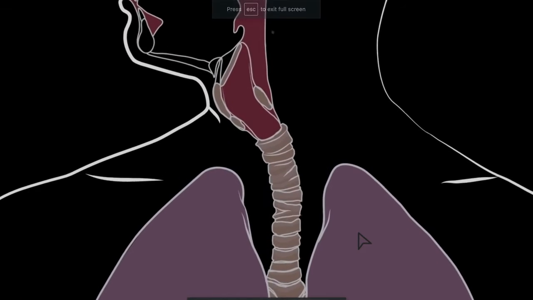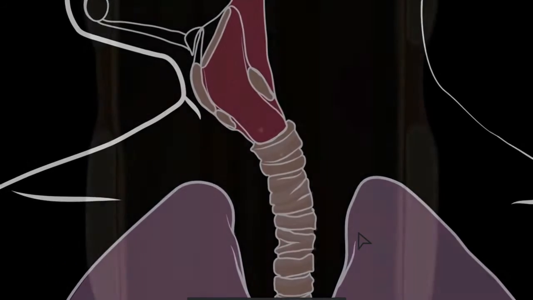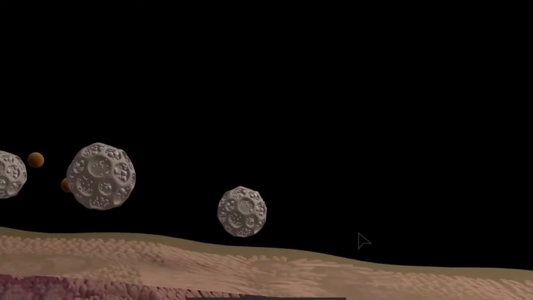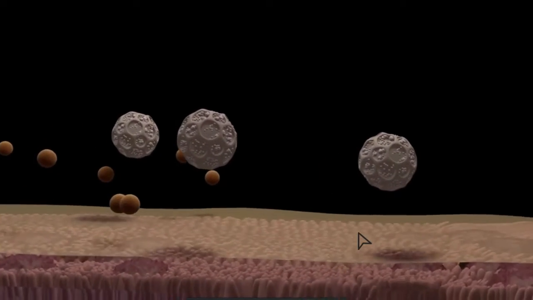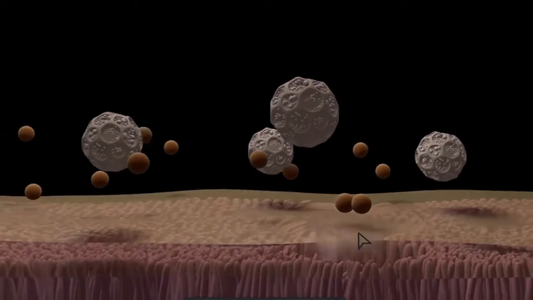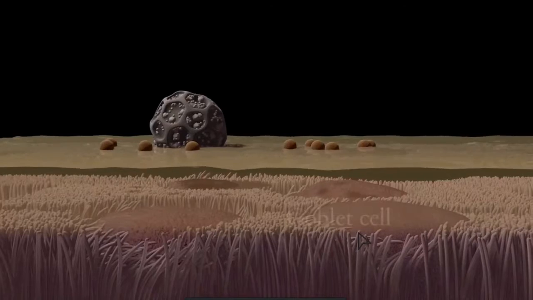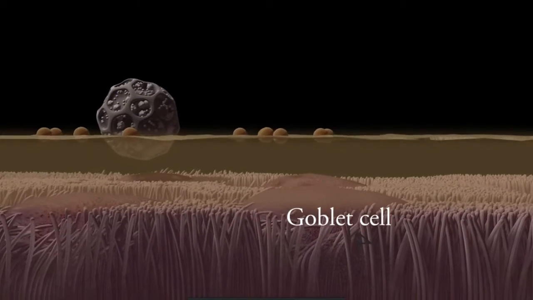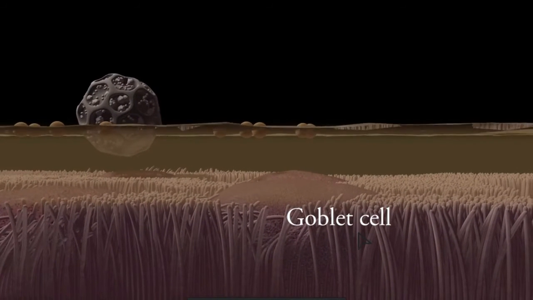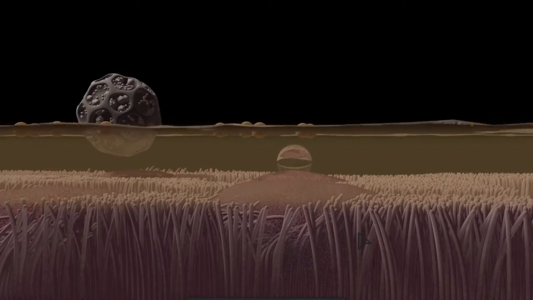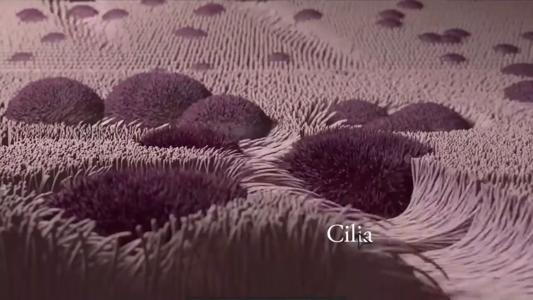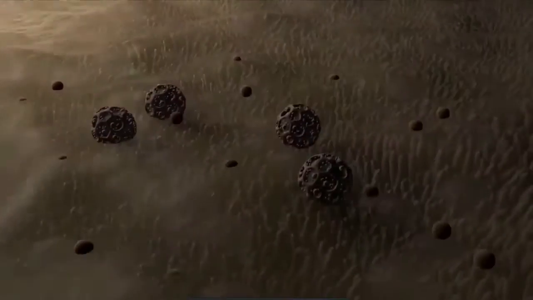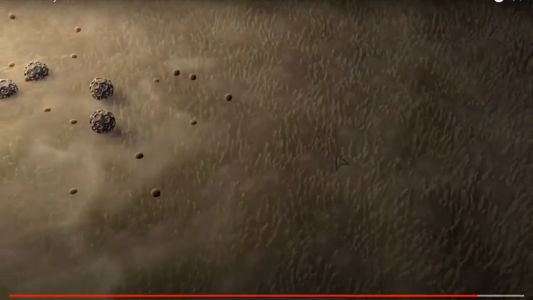The air we breathe contains foreign matter such as dust, bacteria, and pollen. Hair-like cells called cilia, as well as goblet cells, can be found in the lining of the respiratory tract called the respiratory epithelium. Goblet cells secrete viscous mucus that forms a layer to trap foreign material. The wave-like action of the underlying cilia mobilizes the mucus layer, removing the foreign matter and preventing it from entering the lungs.